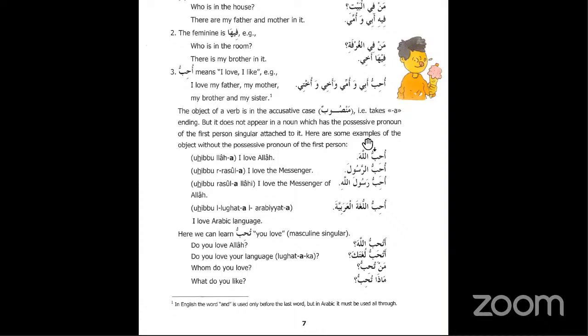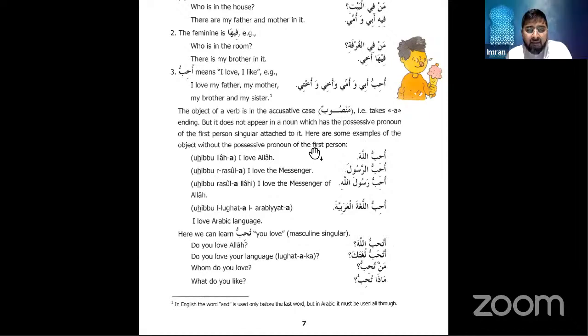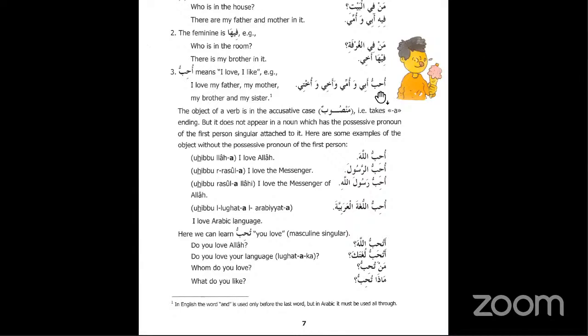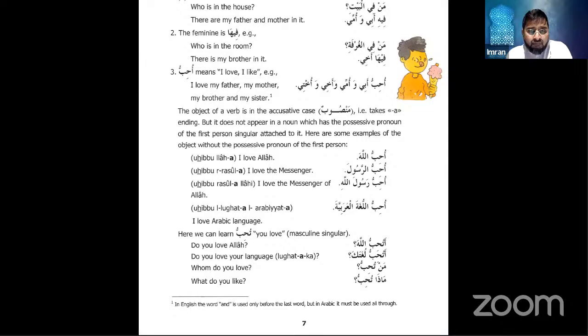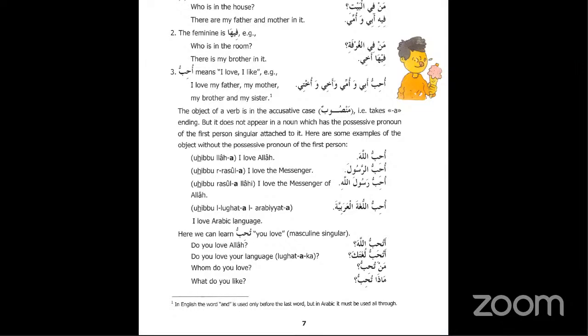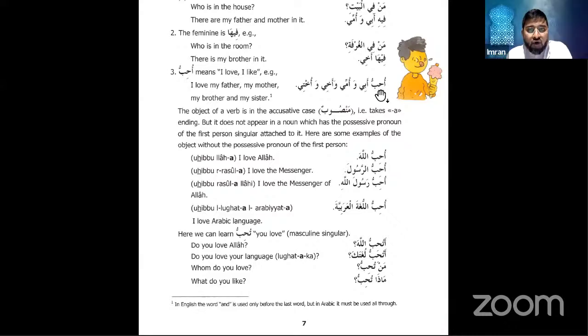Here are some examples of the object without the possessive pronouns of the first person. Let me explain. The possessive pronoun of the first person, it means the ya, like kitabi, alami. So here, look at this example. Uhibbu. Sister Saida, who is doing the action of uhibbu? I am doing the action because I love Allah. Exactly. So here, uhibbu, abi.